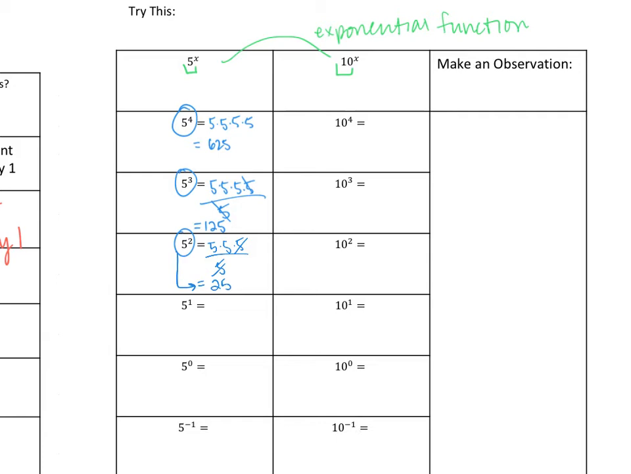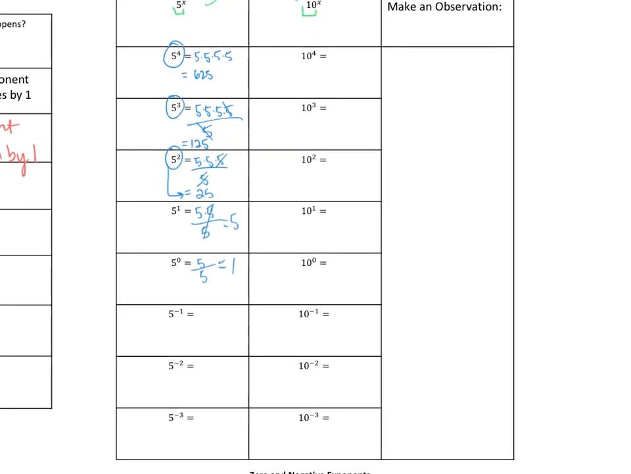5 squared is 25. And so then 5 to the 1 is like, okay, well, let's take that and divide out another 5. So we get 5. And 5 to the 0, let's take that 5 and divide out by another 5, and you can see that we get 1. 5 to the negative 1, that's 1 divided by a 5. And then we take 1 divided by a 5 divided by a 5 again. We get 1 over 25.